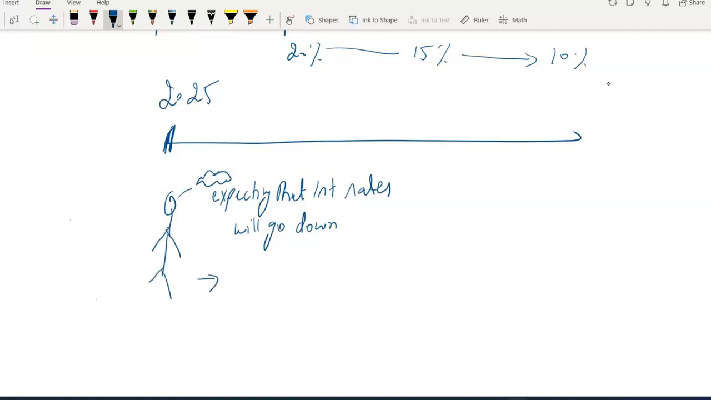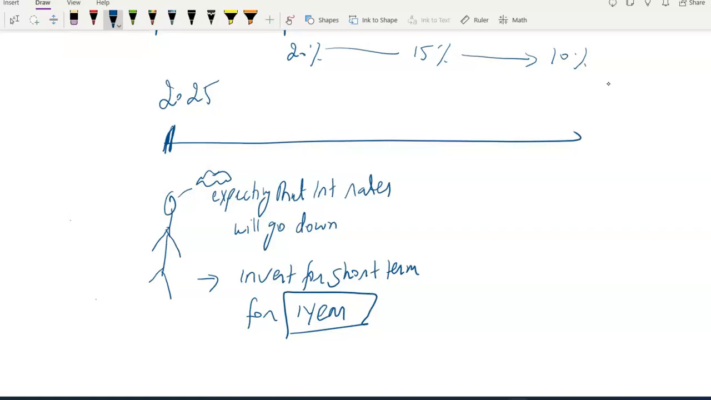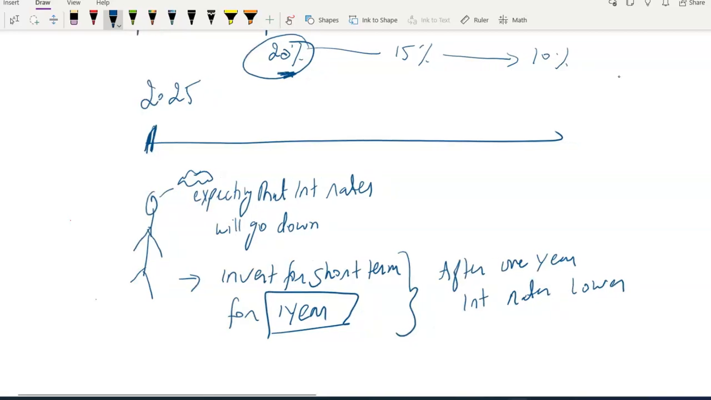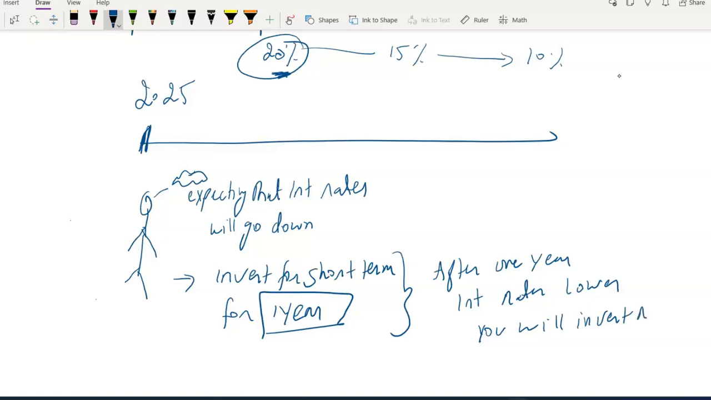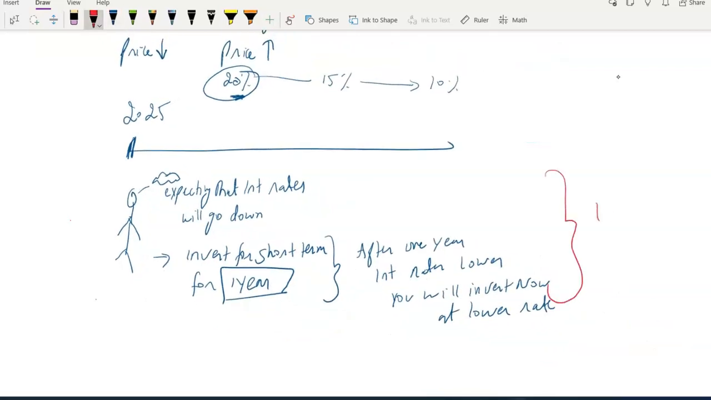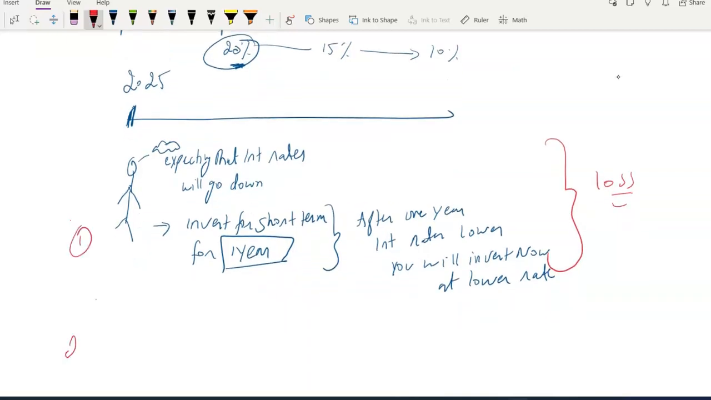So according to you, invest for short term, for 1 year. Short term 1 year. 1 year में you will get 20%. After 1 year, what will happen? Interest rates are lower. You will invest now at a lower rate. And this is a loss. अच्छा, ये पहले आपकी स्ट्रेटेजी. नाउ लुक एट माय स्ट्रेटेजी.